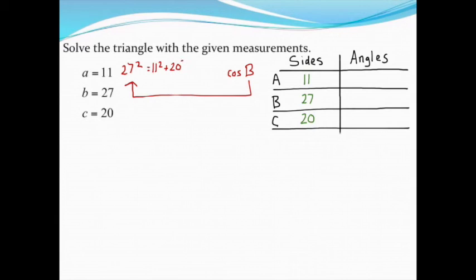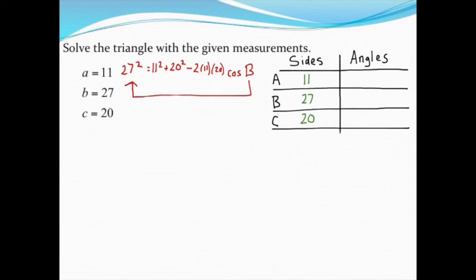Now it's kind of like the Pythagorean theorem: 27 squared equals 11 squared plus 20 squared. However, that only works for right triangles. Since this one's not right, we need to do an adjustment. And that adjustment is to subtract 2 times the two sides, 11 times 20, and then cosine of B. So that's how I remember how to get this set up.